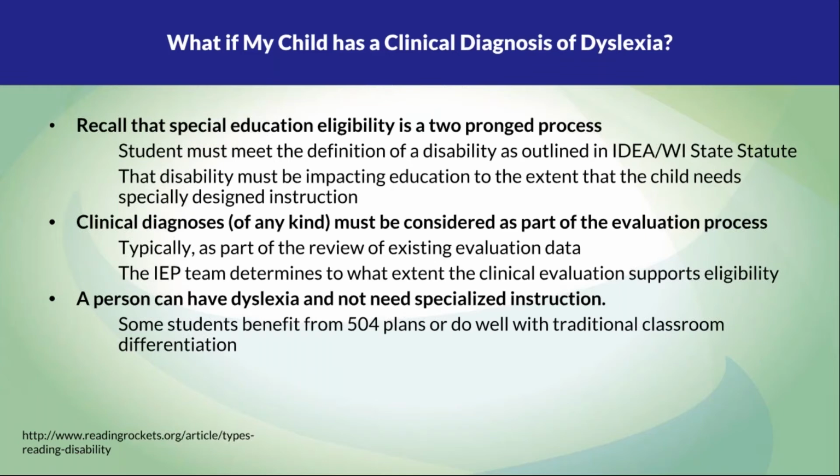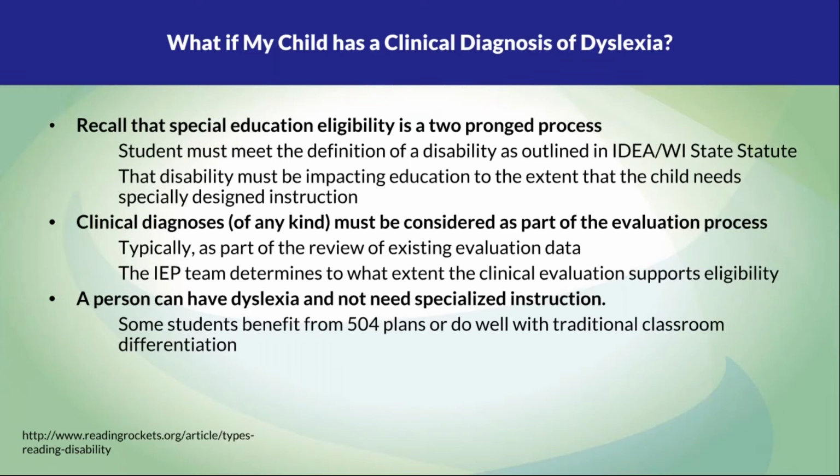It's typically part of the review of existing evaluation data, but the IEP team gets to determine to what extent the clinical evaluation supports eligibility. An appropriate pushback, and I don't take offense to it, is: what does it mean to consider? To be honest, consider has a very broad range. Consider could be like, oh, we saw this, thanks very much, to we're really looking at it and taking all the recommendations. The IEP team should be making those determinations, and as a parent, you're included in that process. If you feel like there are parts of your clinical report that aren't being considered to the extent that they should, I would recommend that you reach out and say, hey, I'm wondering about this. Why did this person say this, but you're saying something different?